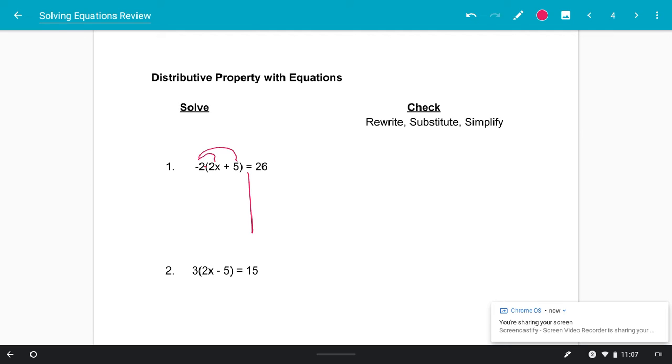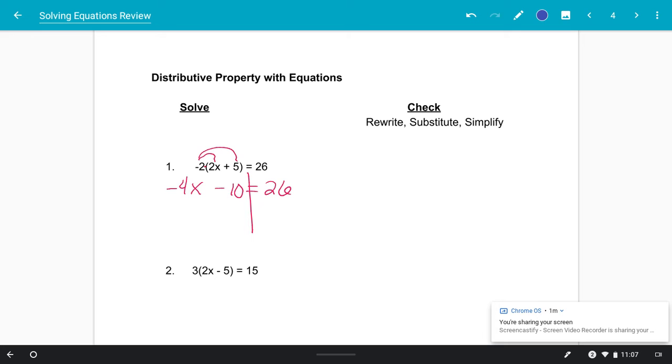So I'm going to multiply this -2 with a positive 2x to get a -4x. Then I'm going to multiply the -2 with the 5. Don't forget to distribute that to everything in the parentheses. And -2 times positive 5 gives us a -10. And that's equal to 26. Now we're ready to start solving. So now I have a two-step equation in which I can isolate the variable.